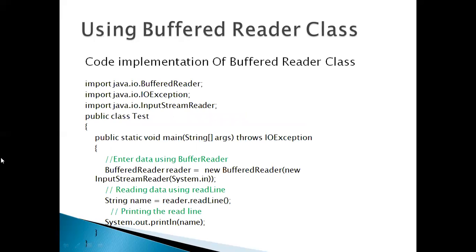So what we need to do? First we need to import all the classes. So we are importing the java.io.BufferedReader class, the java.io.IOException class, and the java.io.InputStreamReader class. And this is our program. We have to make a class, let's name it Test. And then we need to declare the main method inside the Test class.